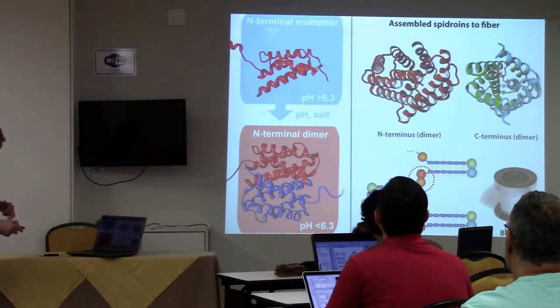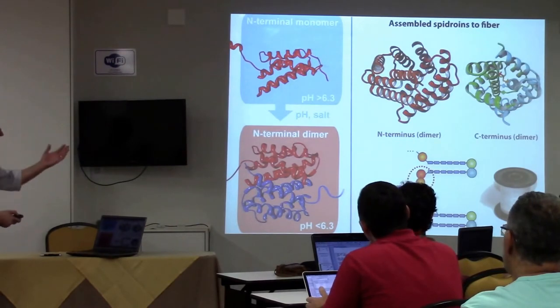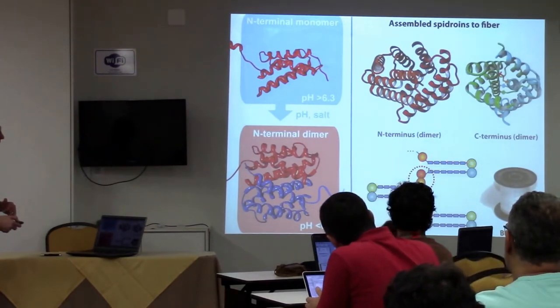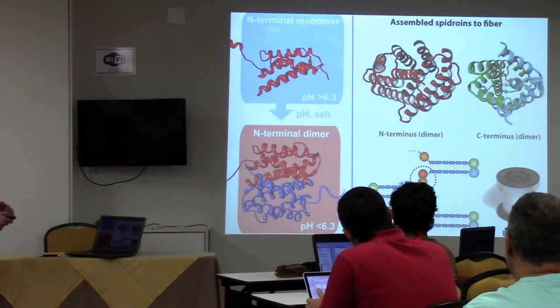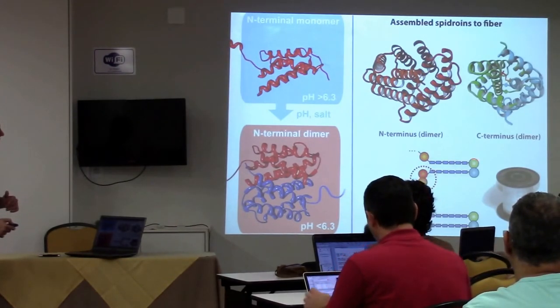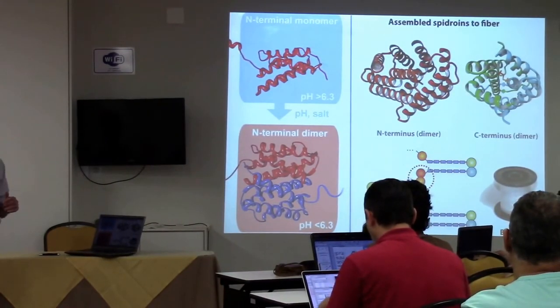Here I have a cartoon. This is already on the market. You have this biosteel, one product made from spider silk. You have a big protein here, about 3,500 amino acids of proline or glycine, depending on the piece. You have N terminals and C terminals. The C terminals interact by hydrophobic interactions, so pH is not going to play an important role there. But the N terminals are controlled by pH.